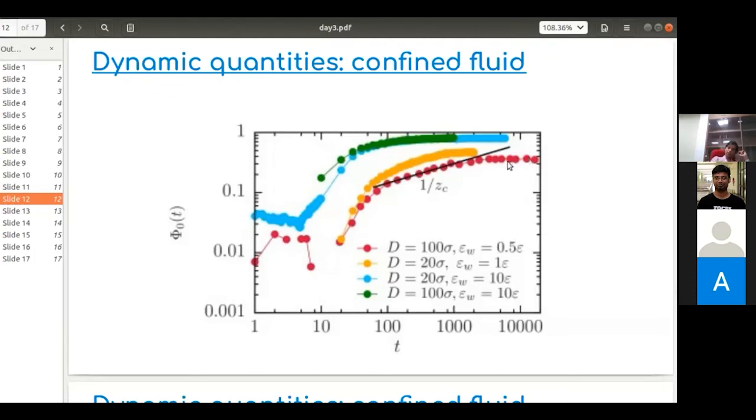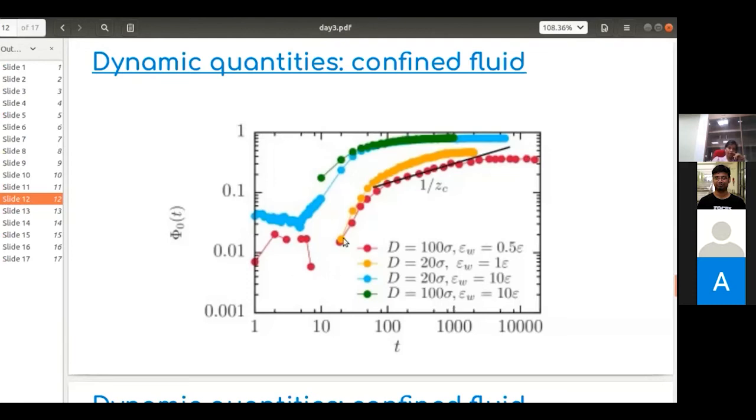But what's interesting is the intermediate region, where for a certain range the surface order parameter does exhibit a power law growth regime, and it does so with an exponent 1 over Zc. Zc is called the dynamic critical transport exponent, which is associated with the relaxation time tau, which I was talking about before.